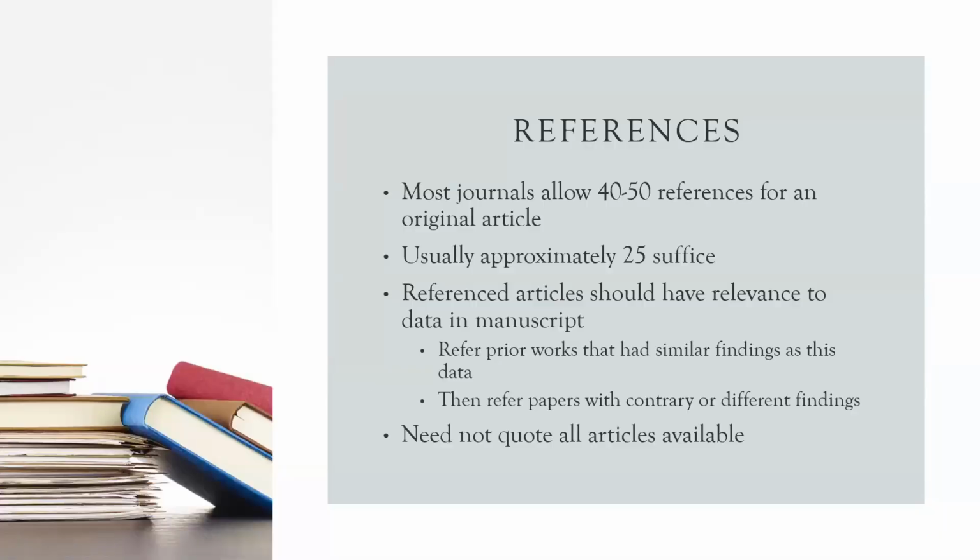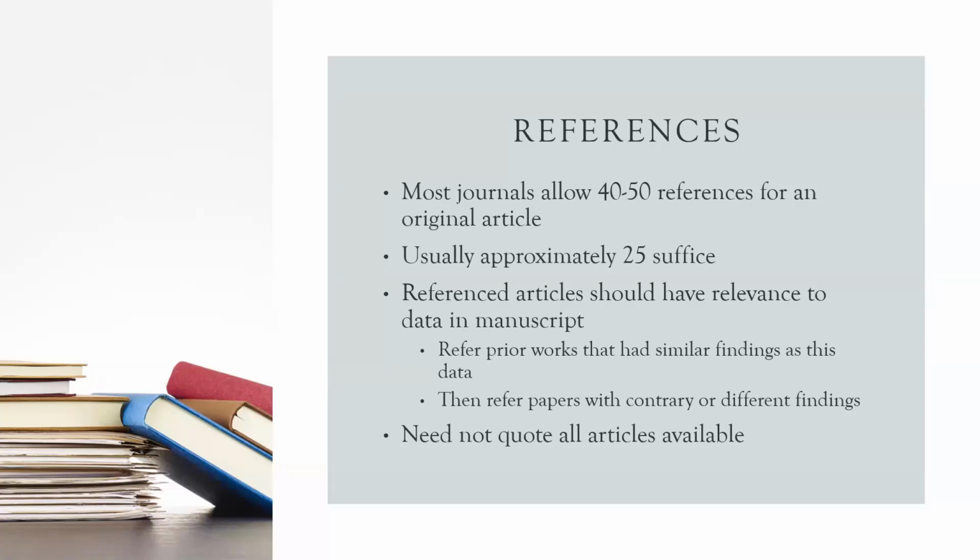References, most journals allow 40 to 50 references for an original article, but usually a number of around 25 suffices. You should not go overboard. Choose references well. I think that was an excellent talk about using a referencing manager and organizing your references. And I think that should be what everybody should follow. No manual referencing anywhere. That should not be done.